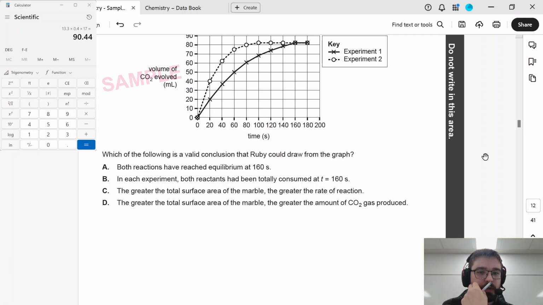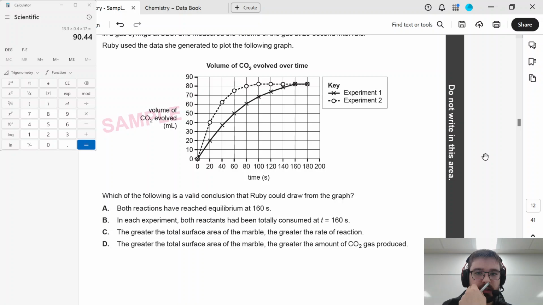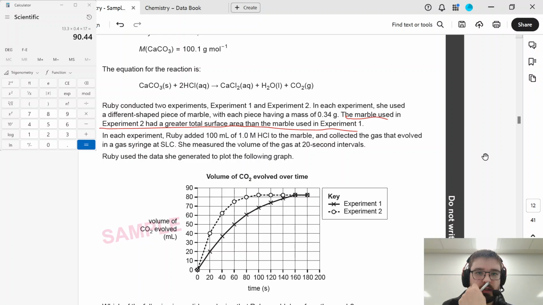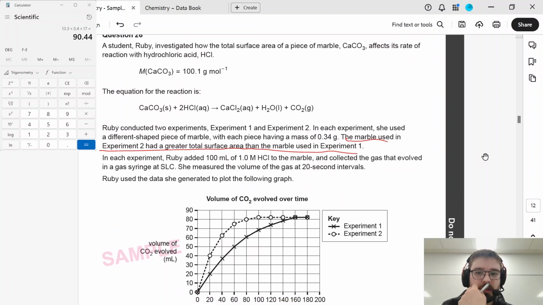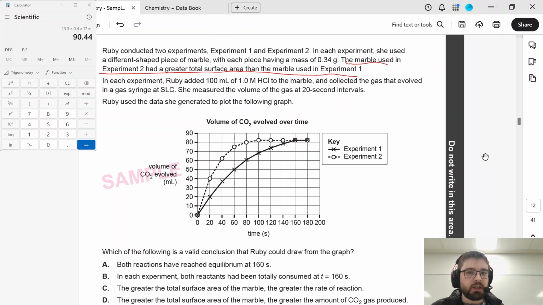Both reactions have reached equilibrium at 160. I guess the question is, is it an equilibrium reaction? Because this probably isn't an equilibrium reaction and it just all gets used up. In each experiment, both reactants had been totally consumed at t equals 160.